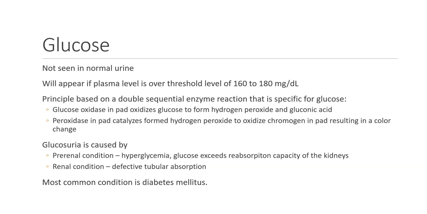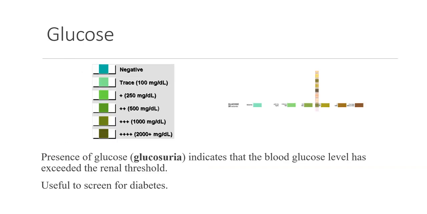The glucose exceeds the reabsorption capacity of the kidneys. Or renal conditions, defective tubular absorption. But the most common condition in which glucose is seen in the urine is diabetes mellitus. Here's an example of the different color reactions you may get if glucose is present.